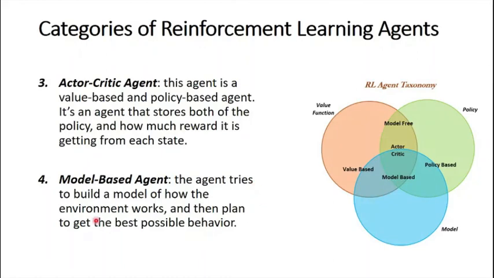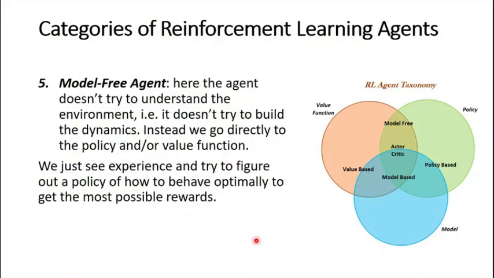And the fourth category we have already seen is the model based agent, where you create a model of how the environment is behaving and then try to get the best possible behavior. And then you have the last category, which is the model free agent. This is where model free agent behavior resides, and it will try to automatically figure out a policy to get the best possible rewards. So these are the five broad categories of reinforcement learning agents.